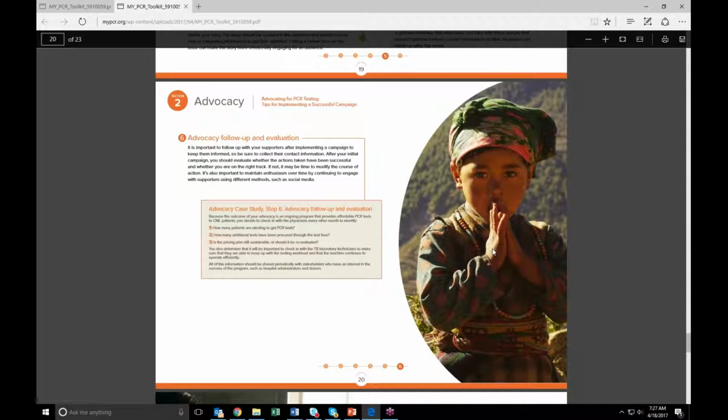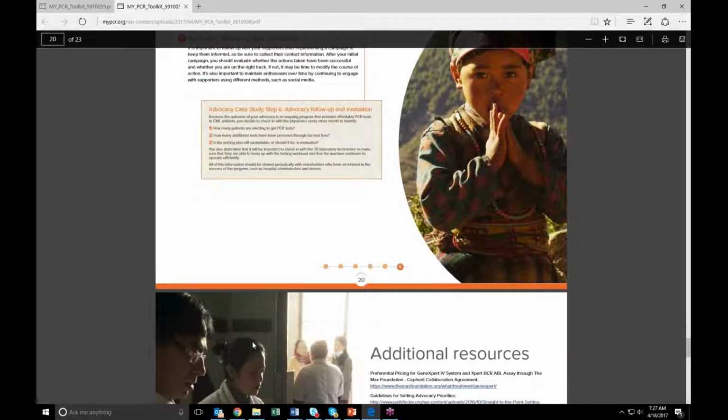And the last section was around follow-up and evaluation, and making the point that probably an advocacy campaign is never finished. And it's important that you go back and look at where you're at. Have you achieved your goal? If you haven't achieved your goal, go back and understand why. And collect data along the way to show your successes, because that in itself can be used in follow-up campaigns to ensure that you continue to increase the amount of patients that have access to PCR testing. So that's the advocacy section.